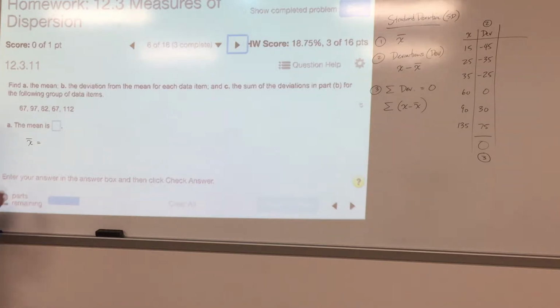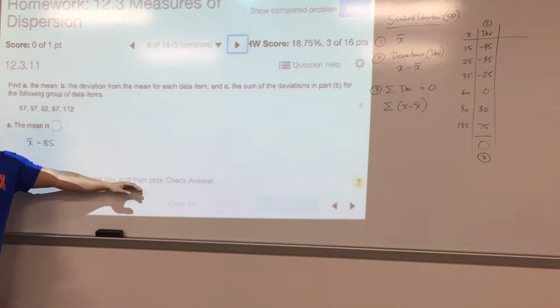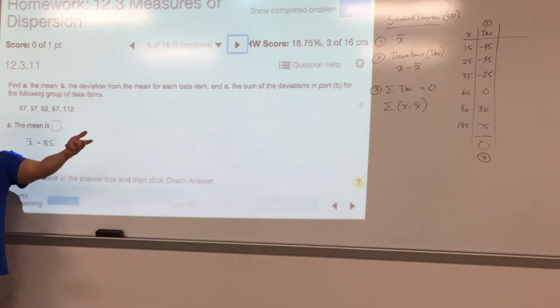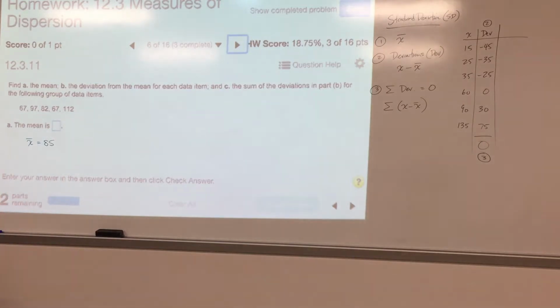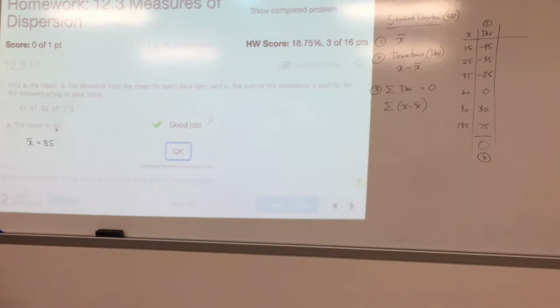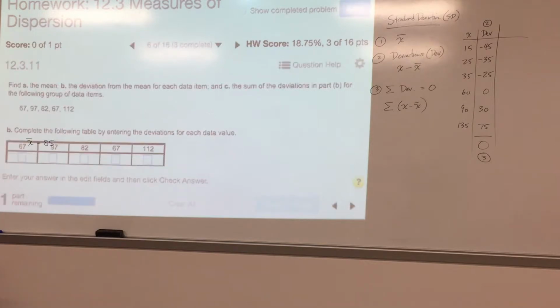I got 85. 85? Okay. Actually, let's not even double check that yet. Let's go through the whole thing and get to step 3. But do we have a confirmation? I got 83. 83? Okay. Let's try 85. So it is 85. So double check your work. Now, forget this table. I kind of didn't want to have this table show up, but it's okay.